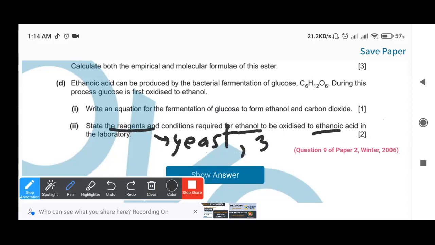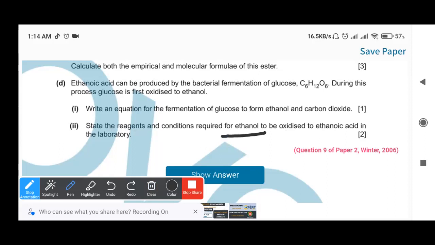Sorry, it's ethanol to ethanoic acid. Okay, I'm here discussing the reagent for producing ethanol. We need just room temperature, 37 degrees Celsius. 35 degrees Celsius would also do, but the container must be airlocked so that oxygen does not get inside. If oxygen gets inside the container, then yeast will start respiring aerobically, producing carbon dioxide and water. It will not produce ethanol.